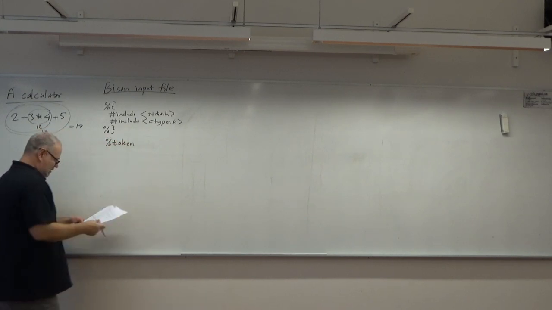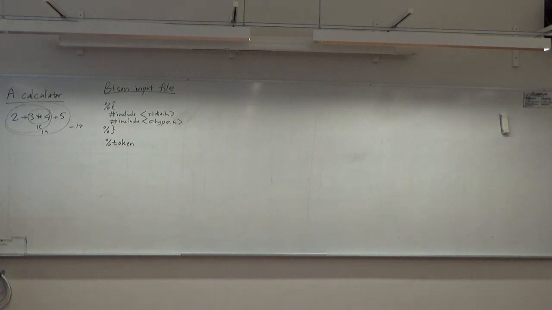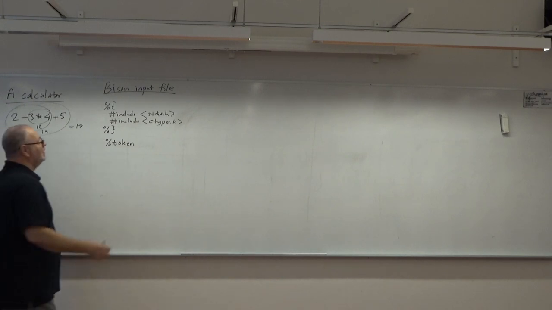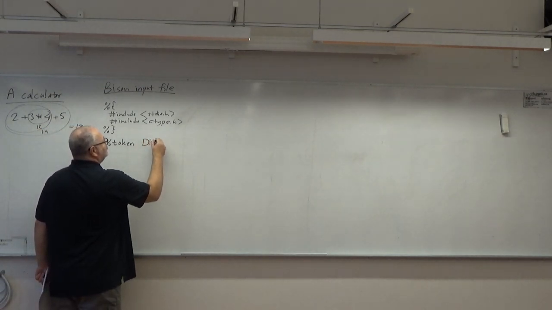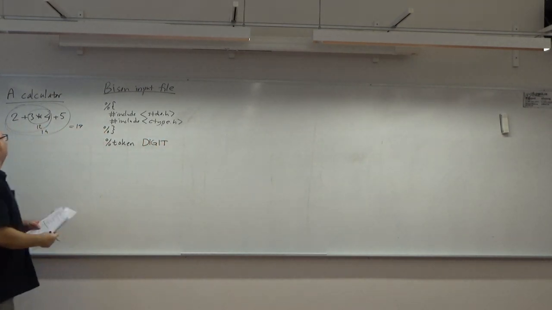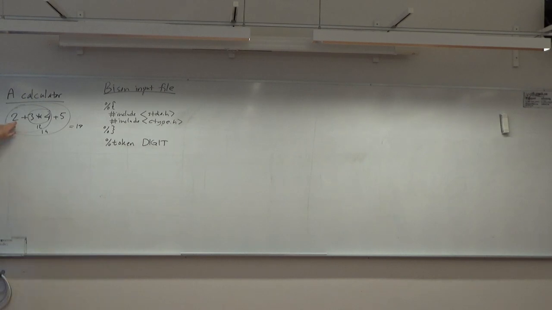Then we have the Bison declarations, and now I'm not using numbers. We will work with only single digit numbers. So I have a token called digit. I will also have the tokens plus and multiplication. But those I don't need to declare because I actually use the single characters.